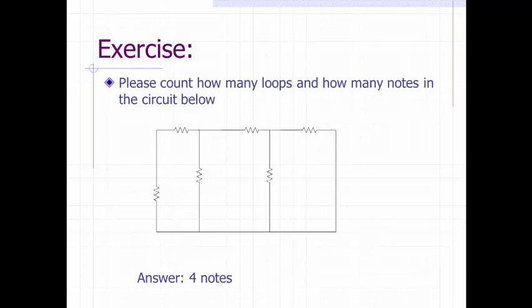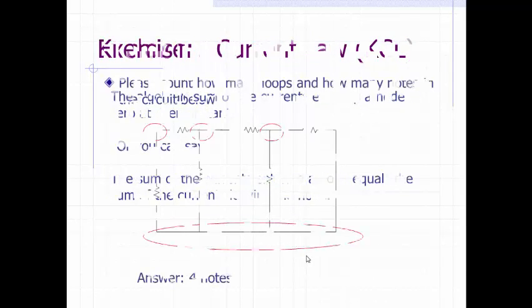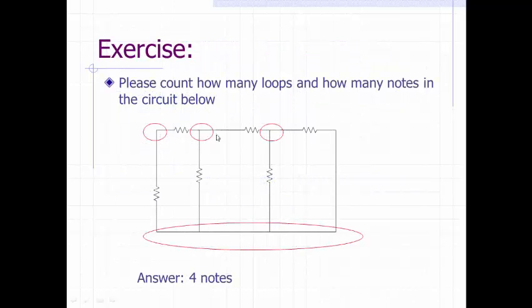Now, how many nodes in the circuit below? This is one node. Remember, it looks like there are 1, 2, 3, 4, but since they are connected by wire, this is one node. And here's one, here's another one, this one, that's it. So overall, we have 1, 2, 3, 4 nodes.